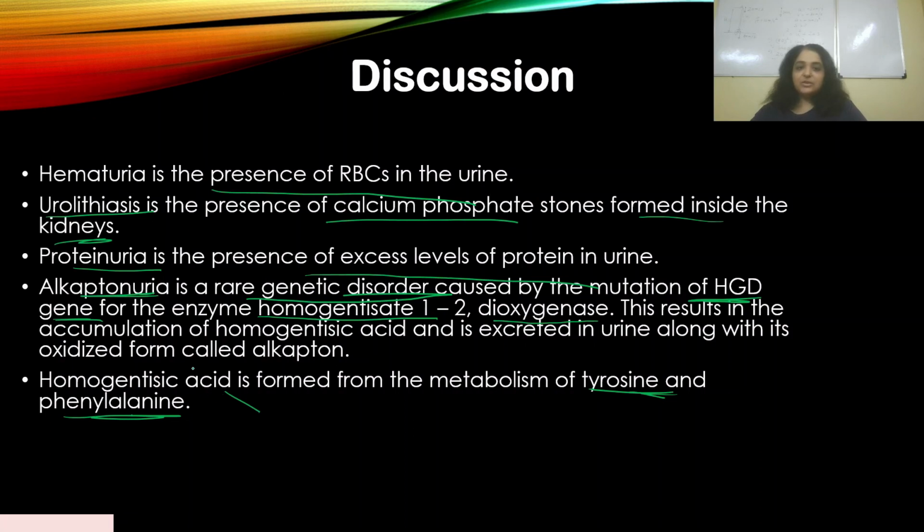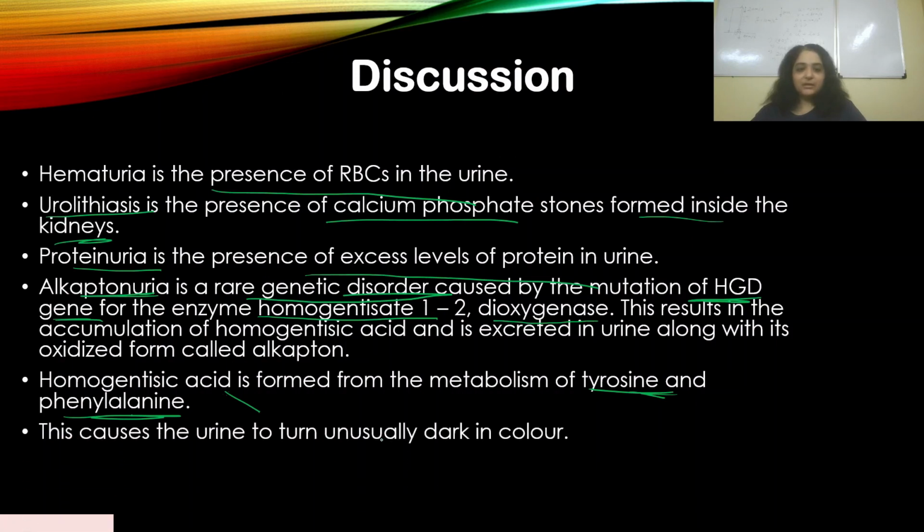Now to metabolize homogentisic acid, the homogentisate 1,2 dioxygenase enzyme is used. But now since there's a mutation of the HGD gene, this enzyme is not produced, and because of that there will be a presence of homogentisic acid in the urine. When this is excreted into the urine, it forms an unusually black, dark color. You can see your urine turning dark.